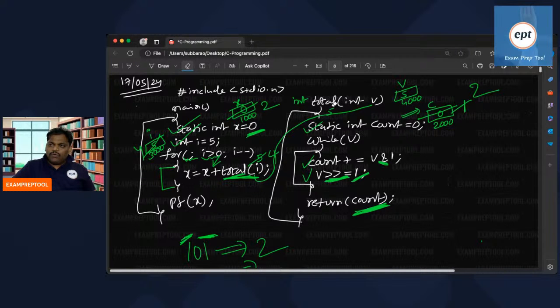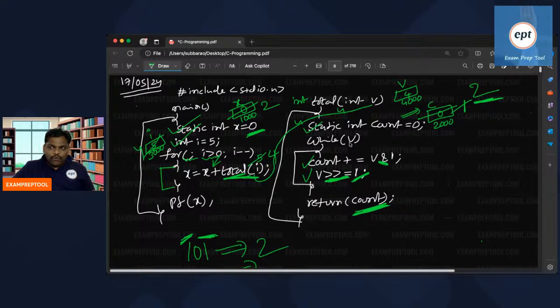Previously 5 was going, now 4 is going. Now see the answer. Can you observe now? 4 is going. So the V value becomes 4. Because count is static, it cannot change. Count is 2 only. Now see the answer.